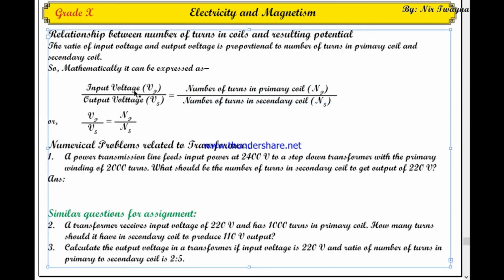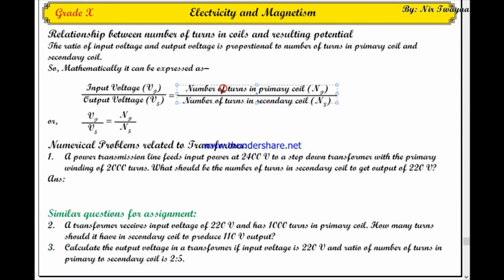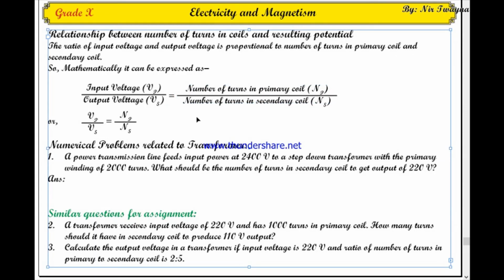Okay, it means the ratio is equal, but it does not say that input voltage equals the number of turns in primary coil. No, that is not it. Only the ratio between these two terms and the ratio of these two terms are equal. Only the ratios are equal. Such a condition is known as proportional. So you get the formula Vp by Vs is equal to Np by Ns.